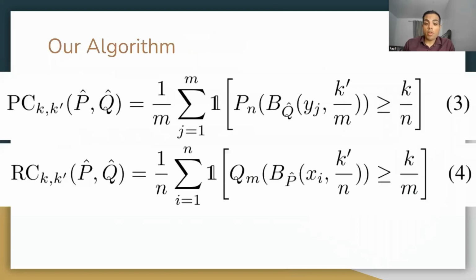Now, this theoretical foundation we've outlined directly leads to our practical algorithm. Our version of precision cover is simply the fraction of k prime nearest neighbor balls with respect to the samples from Q that contain at least k points from the samples from P, and vice versa for recall cover. Our algorithm is literally equivalent to our population level measure, however, using the sample sets of the generative distribution and the true distribution instead of the true distributions. Thus, this quickly motivates a direct algorithmic implementation from our population level measure.